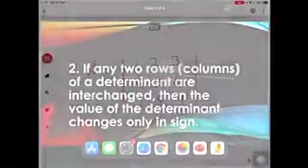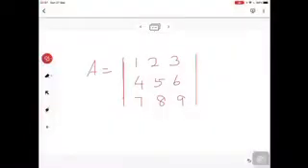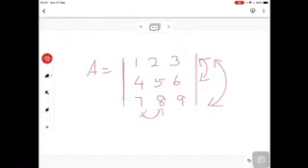For example, I can interchange the elements of the first row and second row, or first row and third row. Similarly for the columns, first column and second column, or second and third, or first and third. If I want to interchange, I should interchange all the elements. All the elements of the first row should come to the second row.